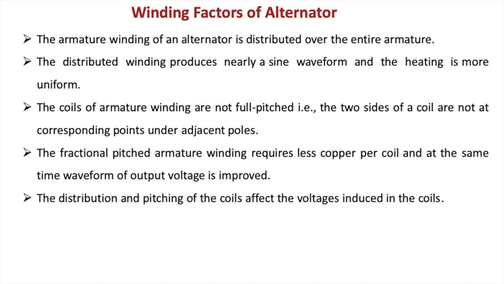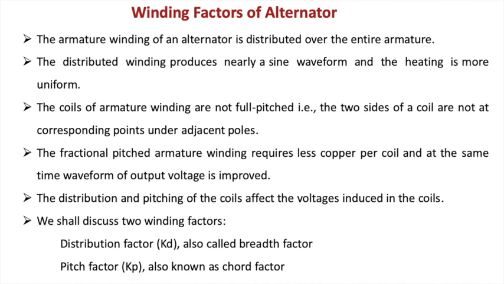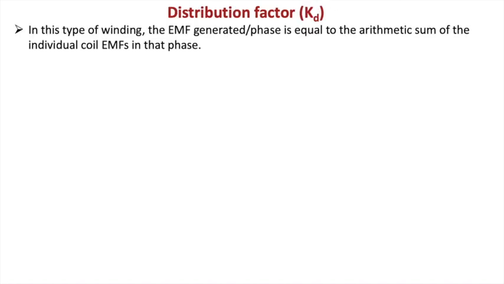The distribution and the pitching of the coils affect the voltages induced in the coil, and therefore we'll discuss these two winding factors before discussing the actual EMF being induced in the alternator. The distribution factor is called the breadth factor, and the pitch factor is also known as the chord factor. Now, what is a distribution factor? How do we calculate it?